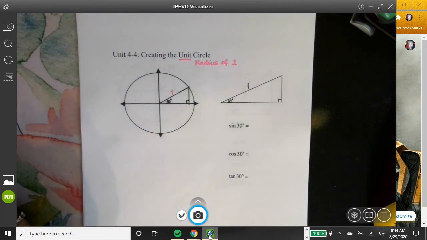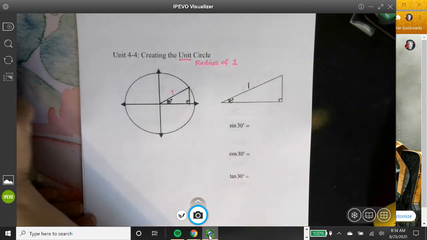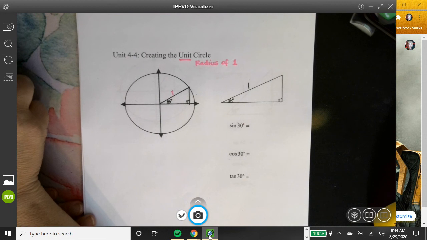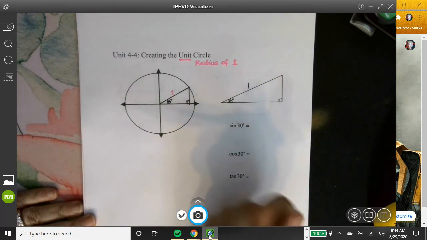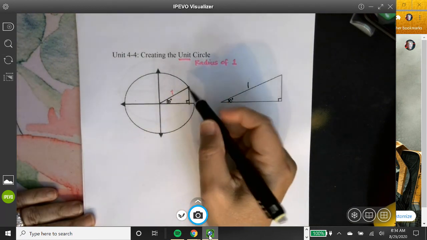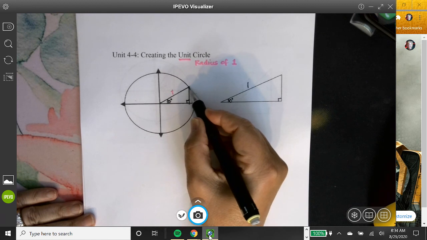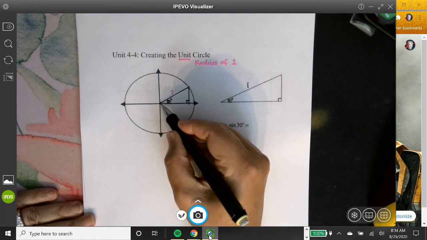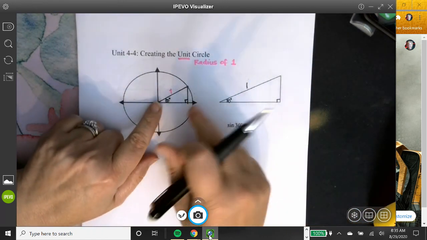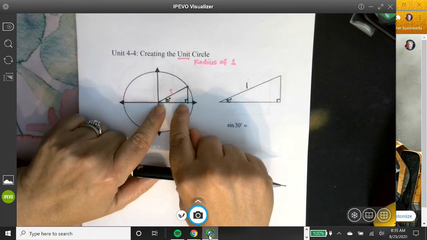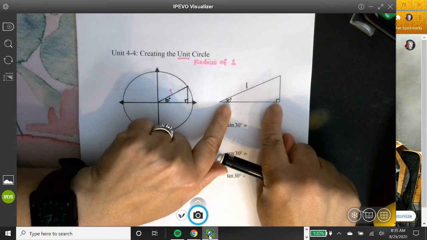All right, so we're going to take our special right triangle, and I'm going to have one of the vertices at the origin, and one of the other vertices here is on the unit circle, which I said has a radius of 1. So I took the liberty of taking my triangle and putting it out here so we could work with it a little bit.